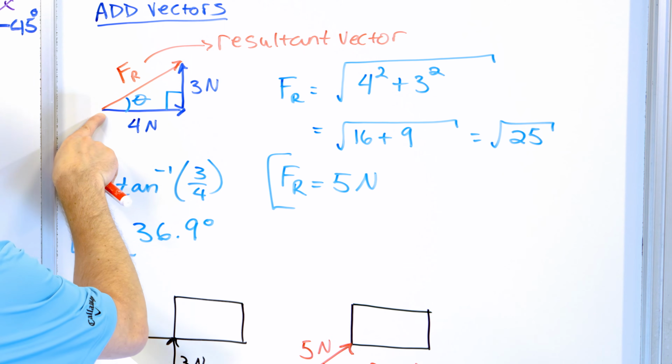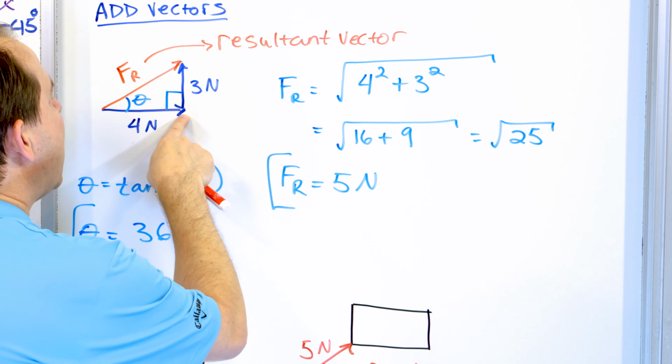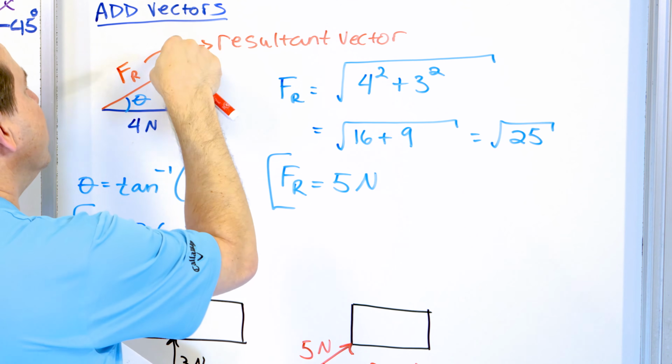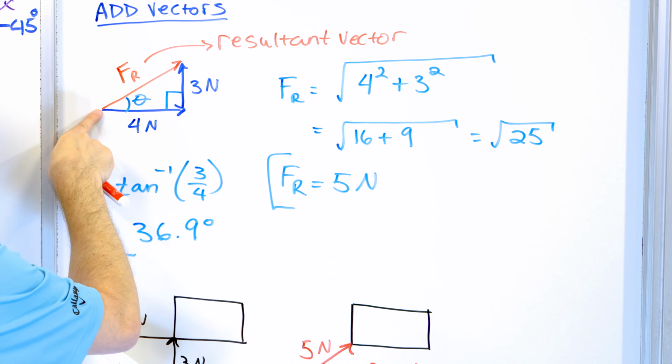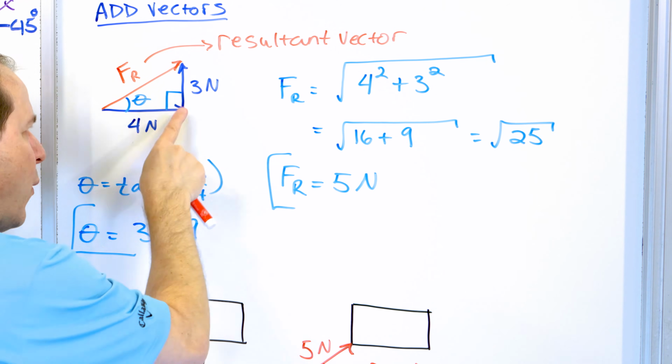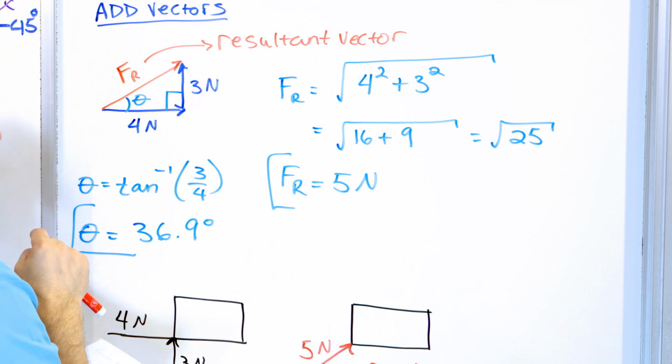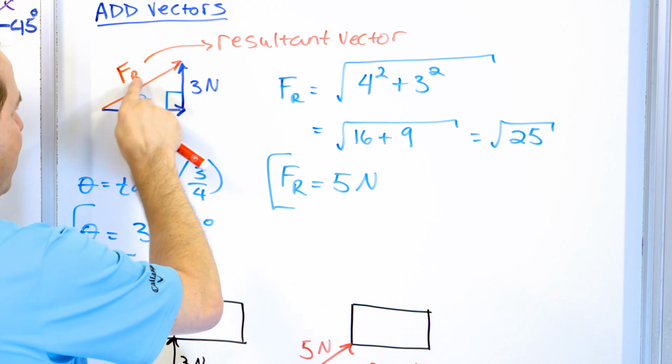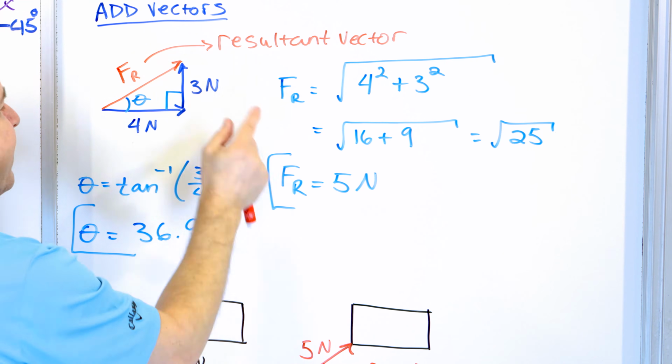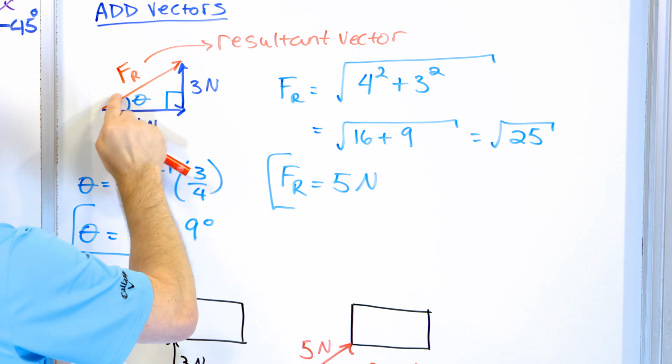Let's say you walk 4 kilometers east, followed by 3 kilometers north. You land here. Now let's say you start over again and you walk. Do you think you're going to walk 7 kilometers? Do you think this distance is 7 kilometers? No, it's 5 kilometers. That's the Pythagorean theorem, 5 kilometers at an angle of 36.9 degrees.